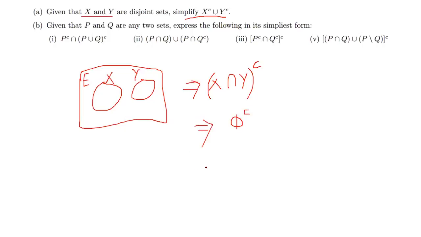So the last step is this one. What is the complement of an empty set? It's simply the universal set. This is how you simplify such a question. It's just as simple as this. All right, so let us now proceed. Let us look at B.